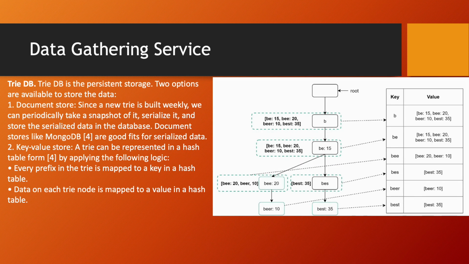And this is the diagram for the trie hash data structure. So you have the trie on the left-hand side from the root. If you go to B, the letter B will be the key, and the hash value is the set of words or suffixes which are stored at that particular node. So in this case, it is B with single E, then B with double E, and beer and best.